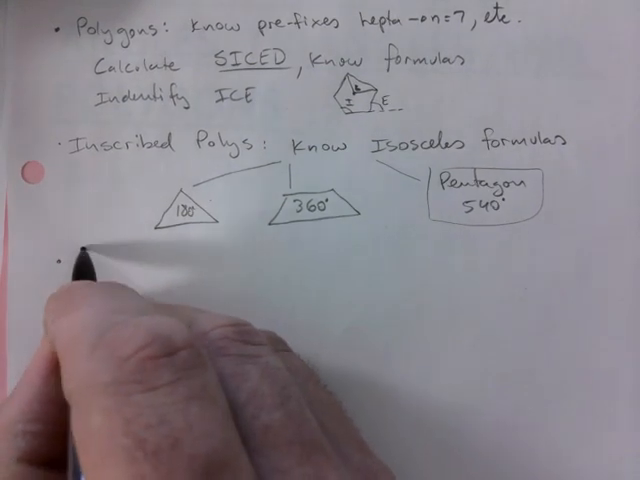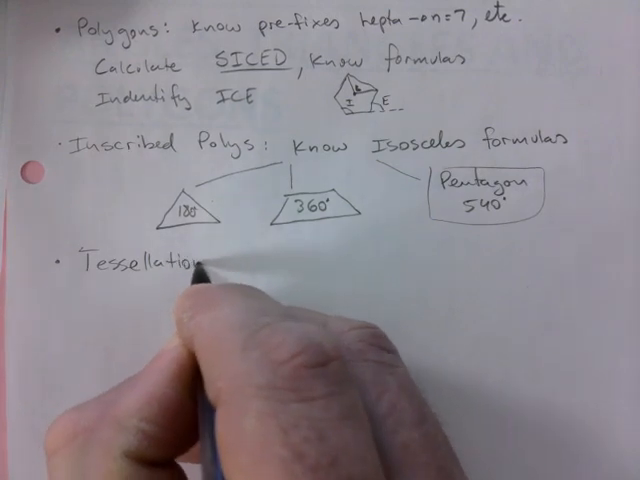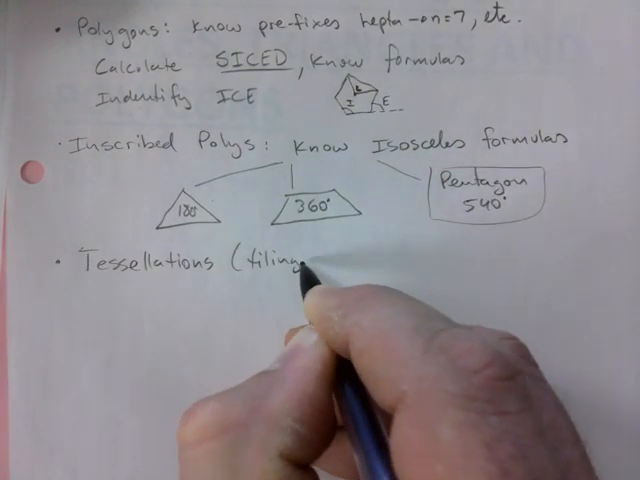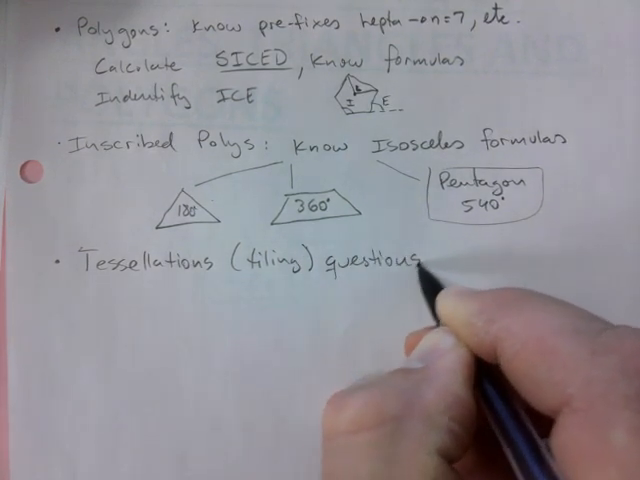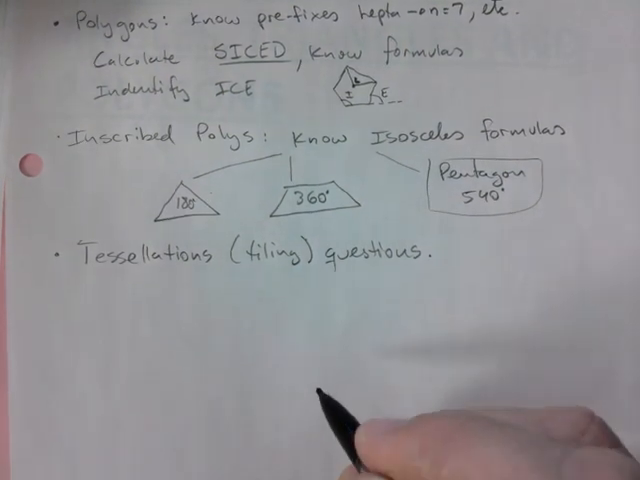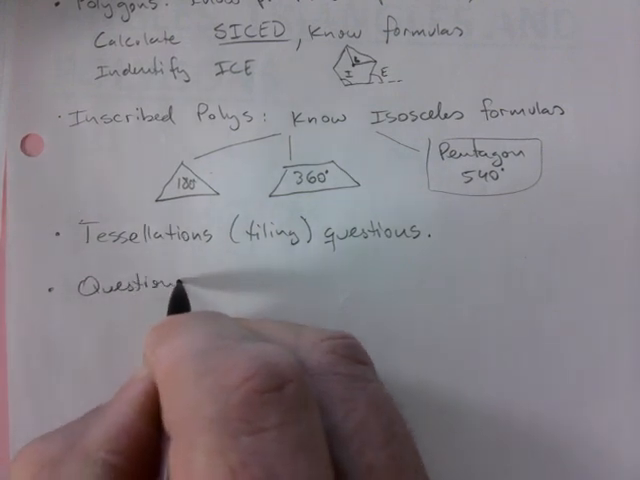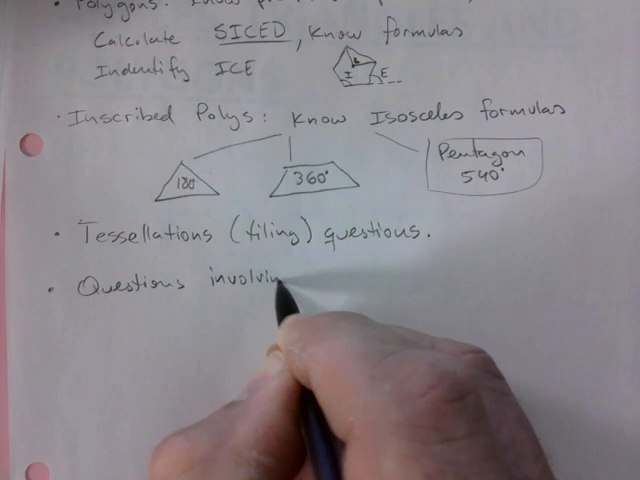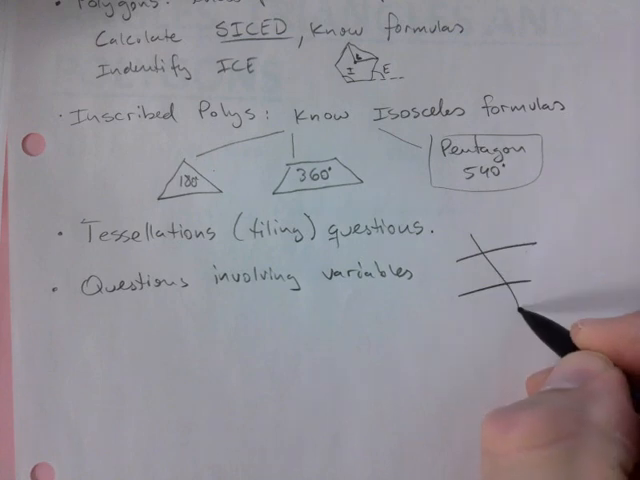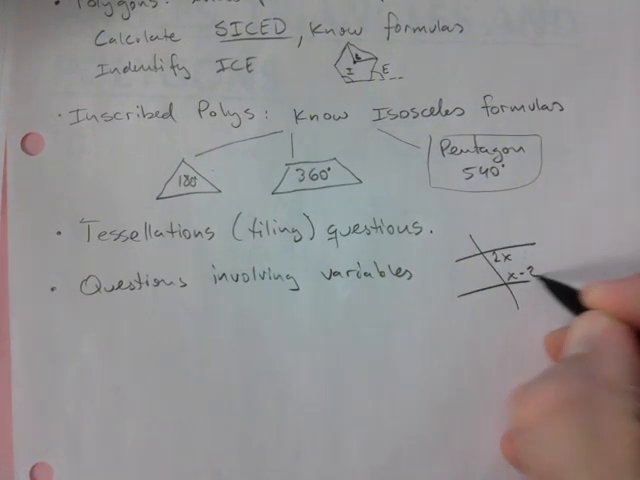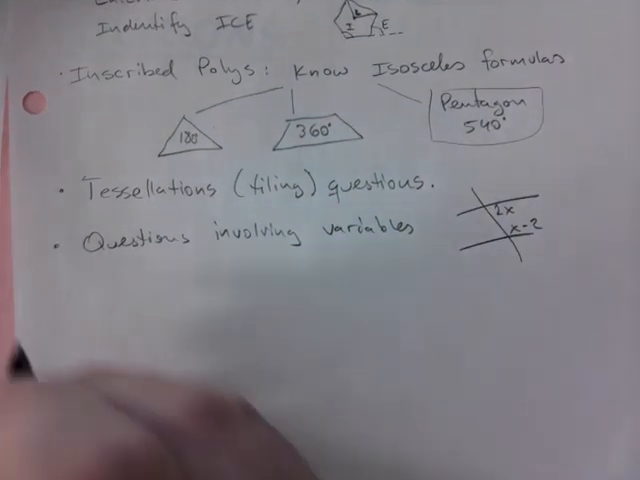Tessellations. Tiling questions. Questions involving variables. Right, 2x and x minus 2, for example. Don't solve that one because I don't know if it works. I just made it up. Okay.